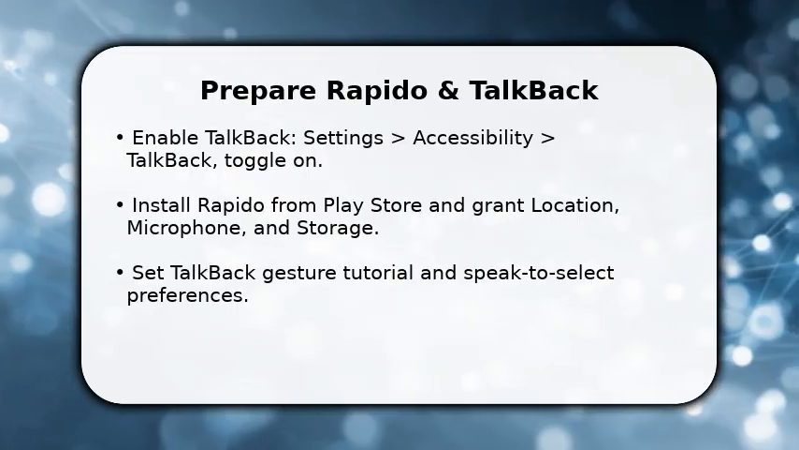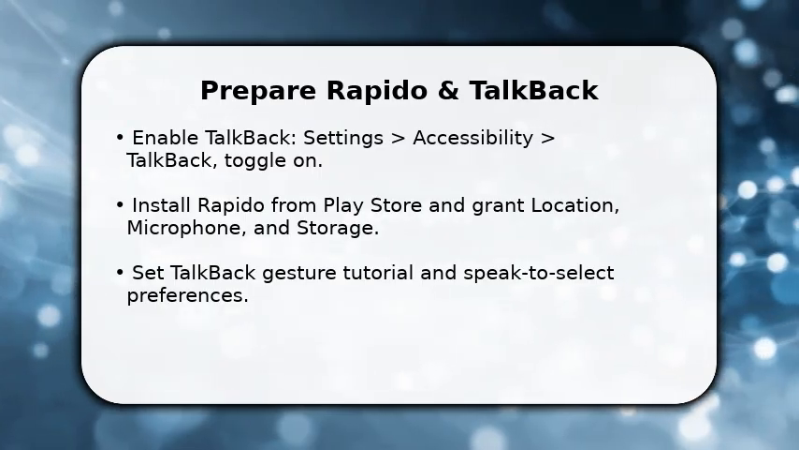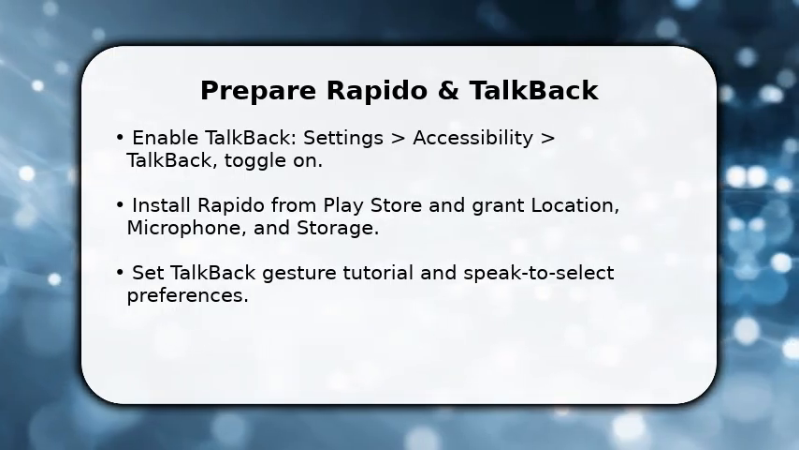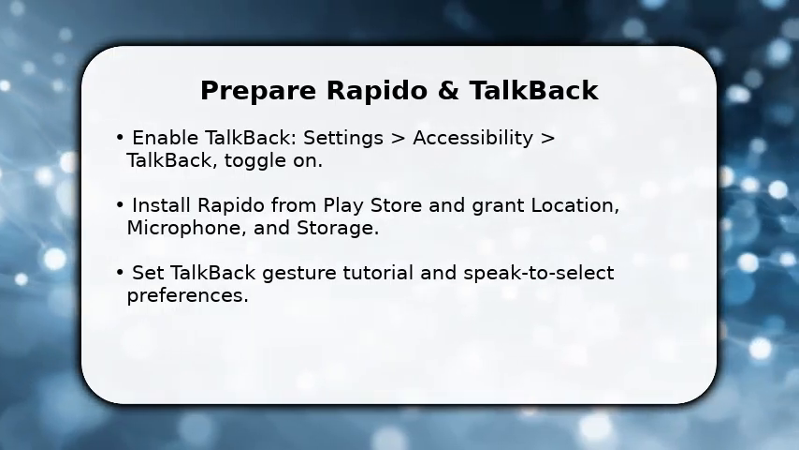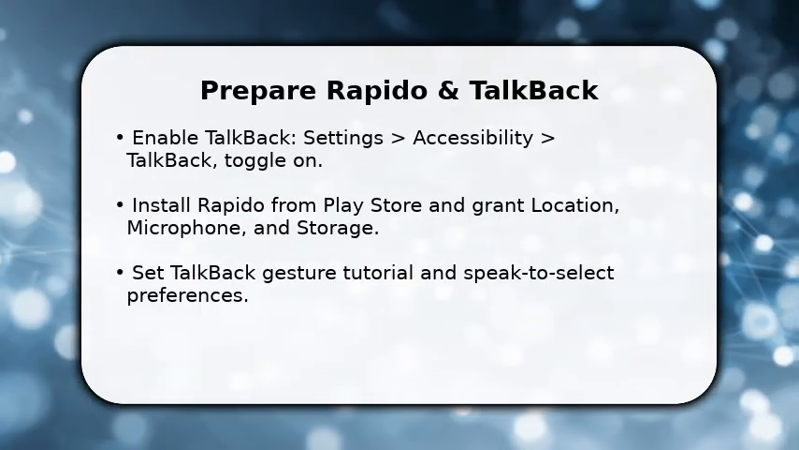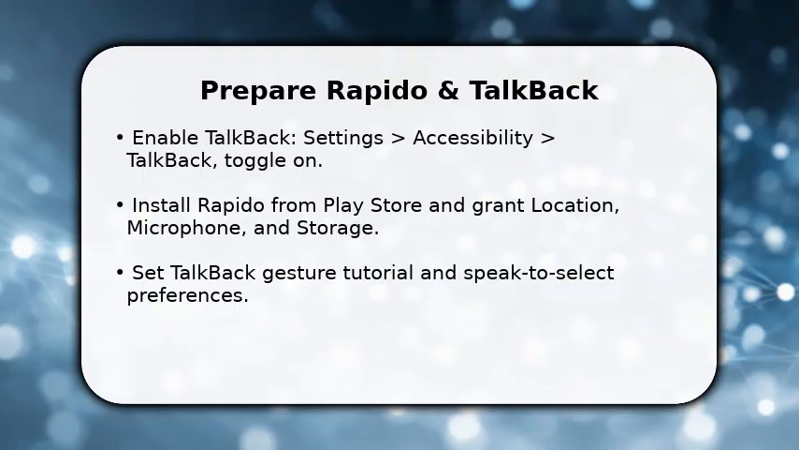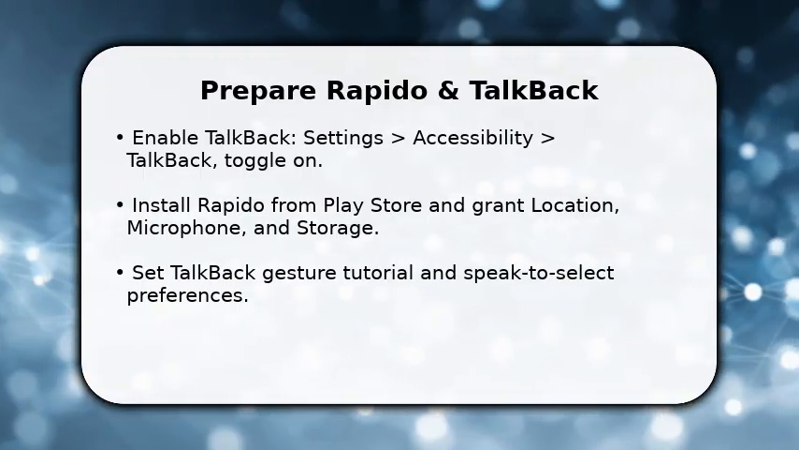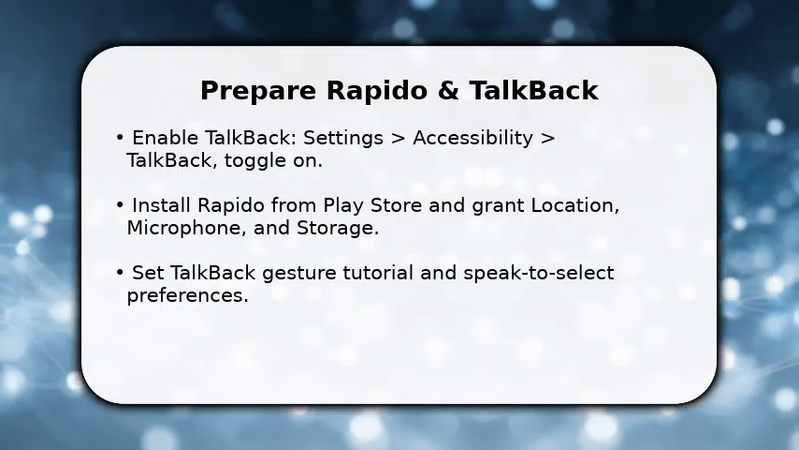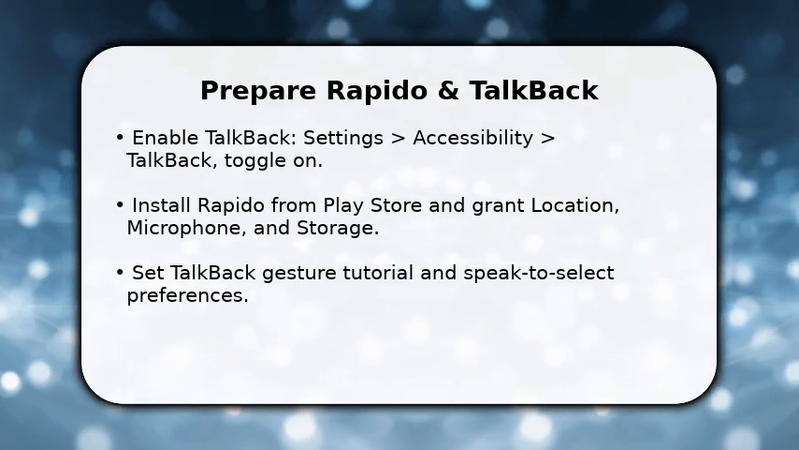You start by enabling Talkback so Android speaks UI elements. This gives you auditory cues while using Rapido. Once done, install Rapido and immediately grant location and microphone permissions so ride search and calls work. Make sure Talkback gesture training is complete. Learning double tap and two-finger scroll saves time. Also set verbosity lower if you want fewer announcements. These steps put you in control of the app's flow and prevent permission prompts from interrupting booking.